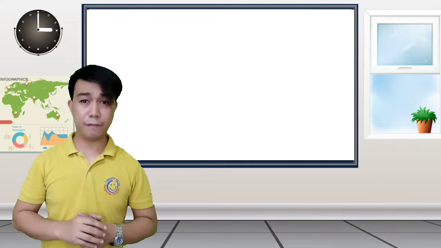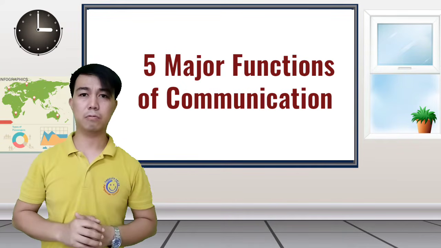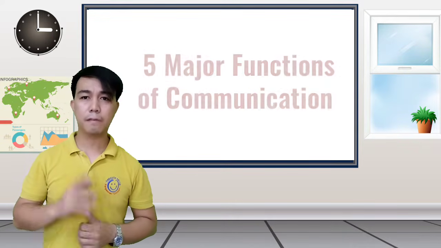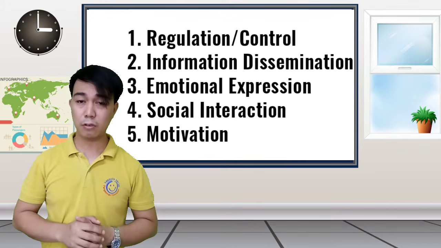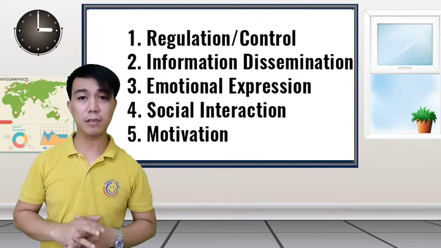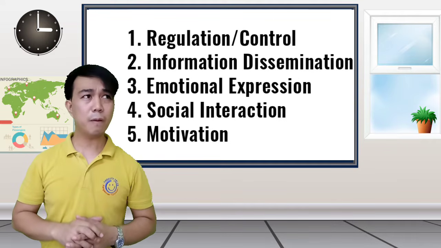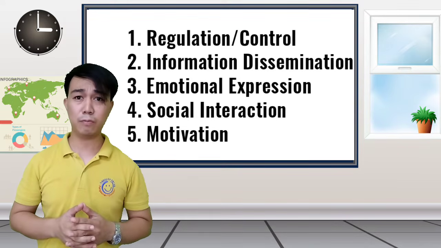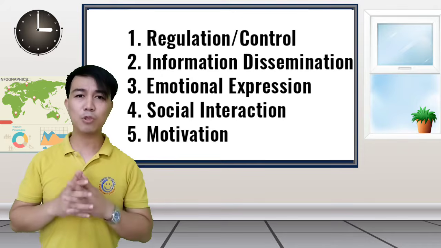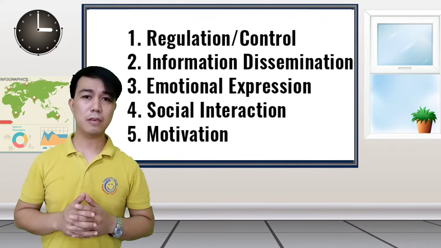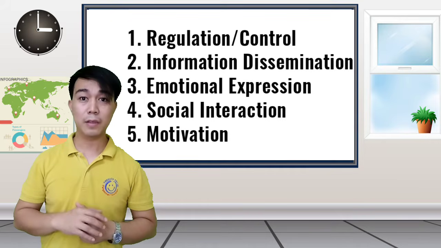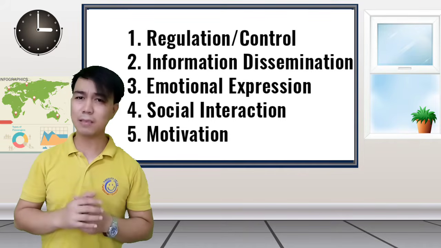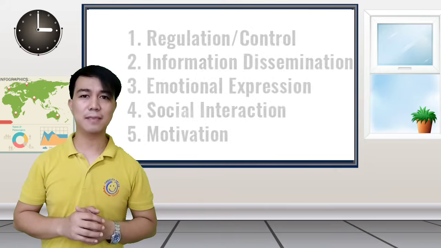Communication serves 5 major functions within a group. First, we have regulation or control. We also have information dissemination. We also have emotional expression. We have social interaction. And lastly, we have motivation. Now, let us discuss these functions one by one.